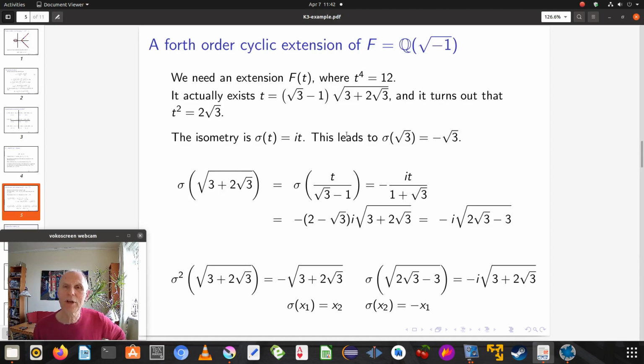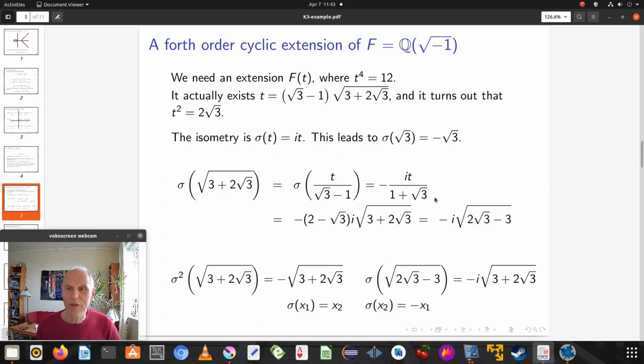Now, the first thing is that t squared is 2 square root 3. So sigma operating on t squared gives minus t times minus t. That's minus t squared. So that means that sigma of square root 3 is minus 3. And we can find sigma of this part. What we have to do is isolate it and then use sigma on each part of its own. This gives minus square root 3 minus 1.